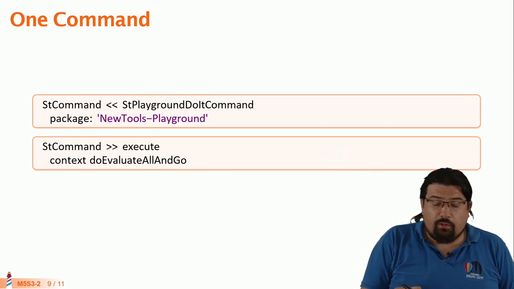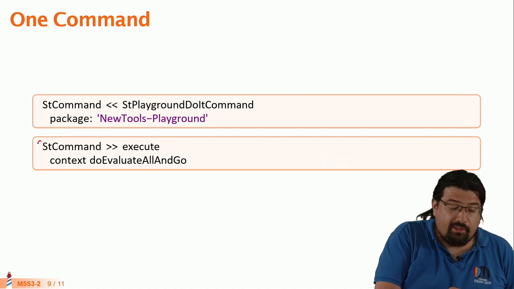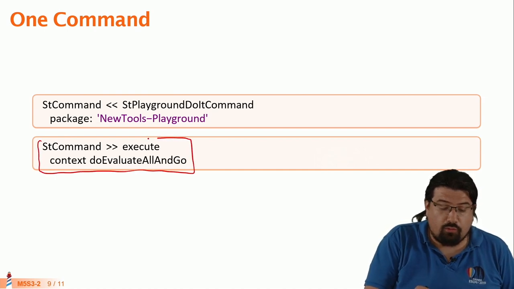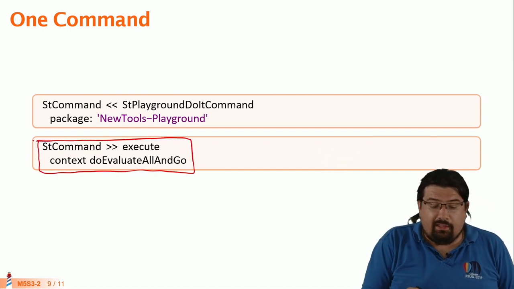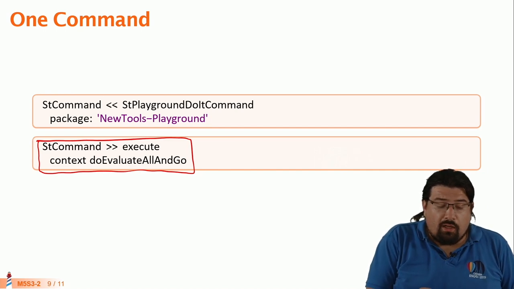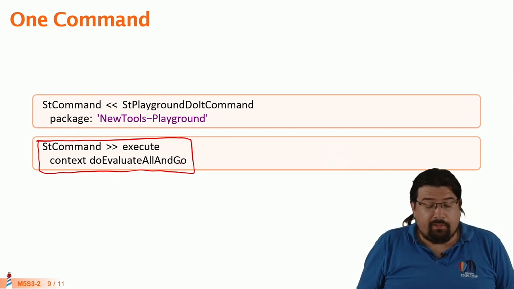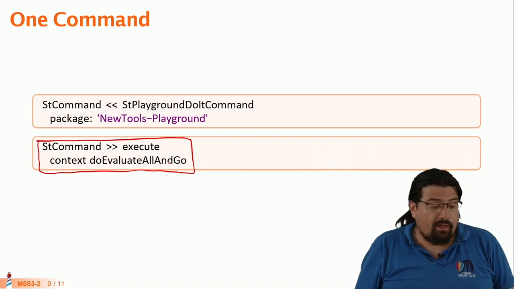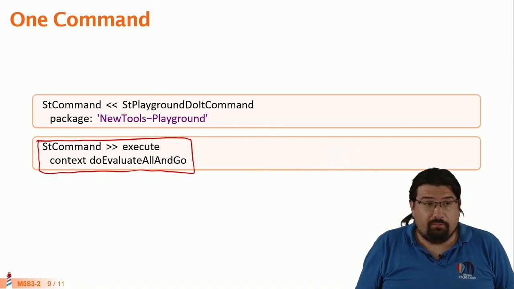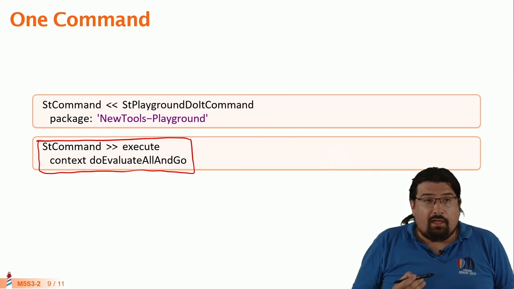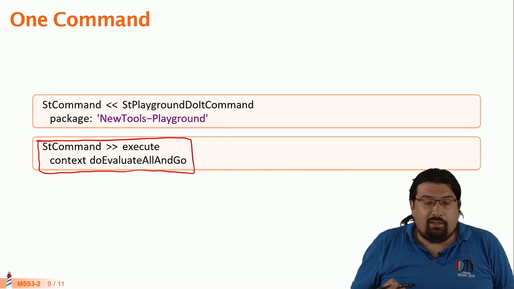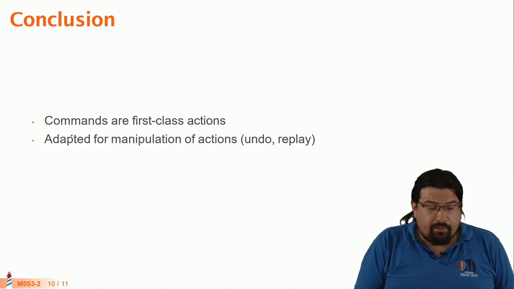Well, basically, we do exactly the same because the extension is transparent to it, and the command still only knows how to execute in a given context. They have a really simple execute command. That is what we want to have: a simple and well-distributed responsibility.